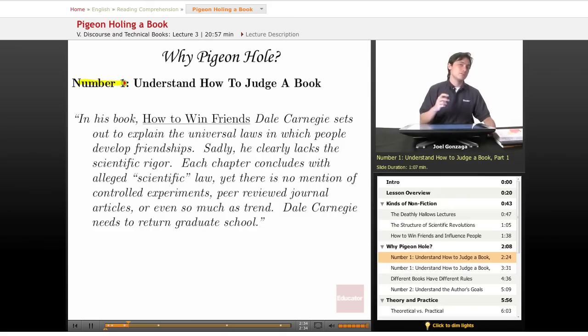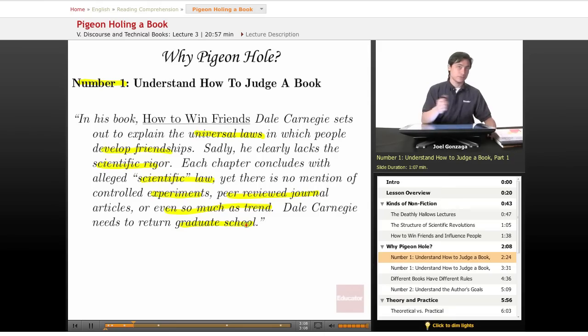I want you to imagine that you're reading through Amazon.com reviews and you read How to Win Friends and Influence People, which is a practical book, that is set up like this. Dale Carnegie sets out to explain universal laws in which people develop friendships. Sadly, he clearly lacks scientific rigor. Each chapter concludes with an alleged scientific law, yet there is no mention of controlled experiments, peer-reviewed journal articles, or even so much as a trend. Dale Carnegie needs to go back to graduate school.